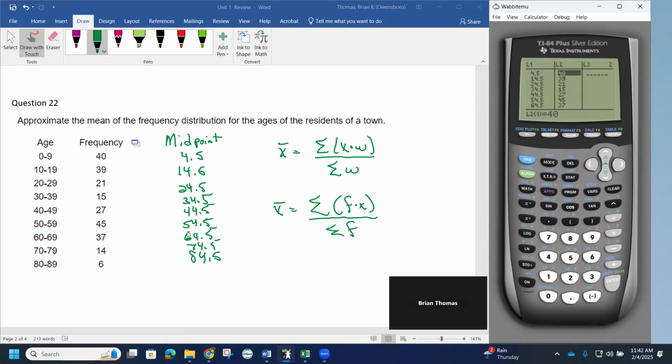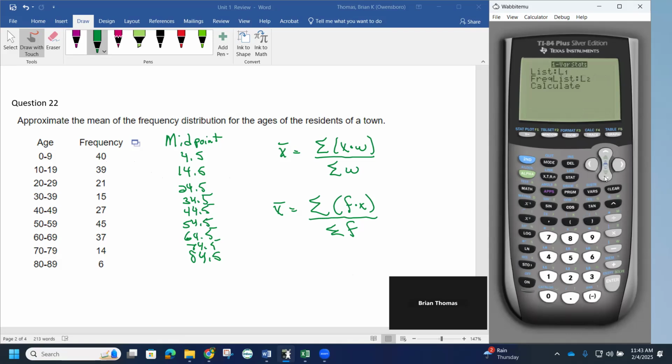We had to use the midpoints. And then L2 is my frequency list. So to do a weighted mean, what I can do is go to stat, slide over to calculate. We're doing one variable statistics. So my data is L1, but notice how we now have a frequency list located in L2. So L2 is actually above the 2. So hit second L2, and it'll actually take into account that there's a frequency list as well.